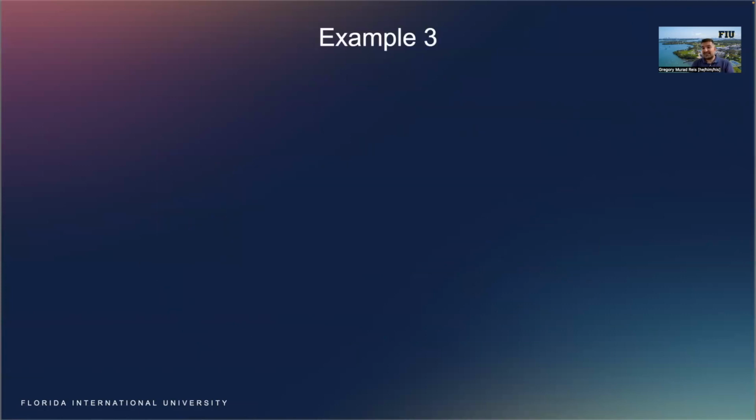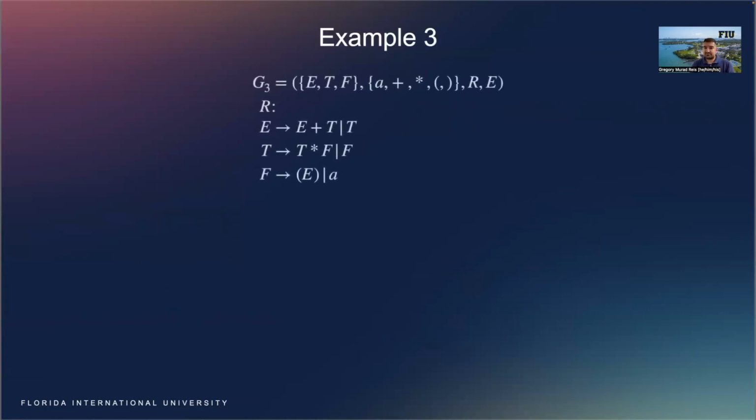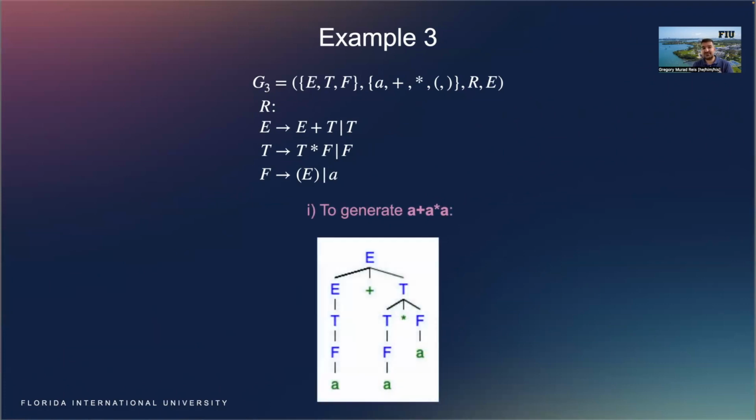We may also represent it through a parse tree. Let's say we have this example. This grammar generates the algebraic expressions of multiplication and addition using the parentheses. This is the grammar for it. So if I want to generate A plus A times A, we know that starting with the start variable E, I can generate E plus T, then following each one of these variables, I can reach the terminals A plus A times A.